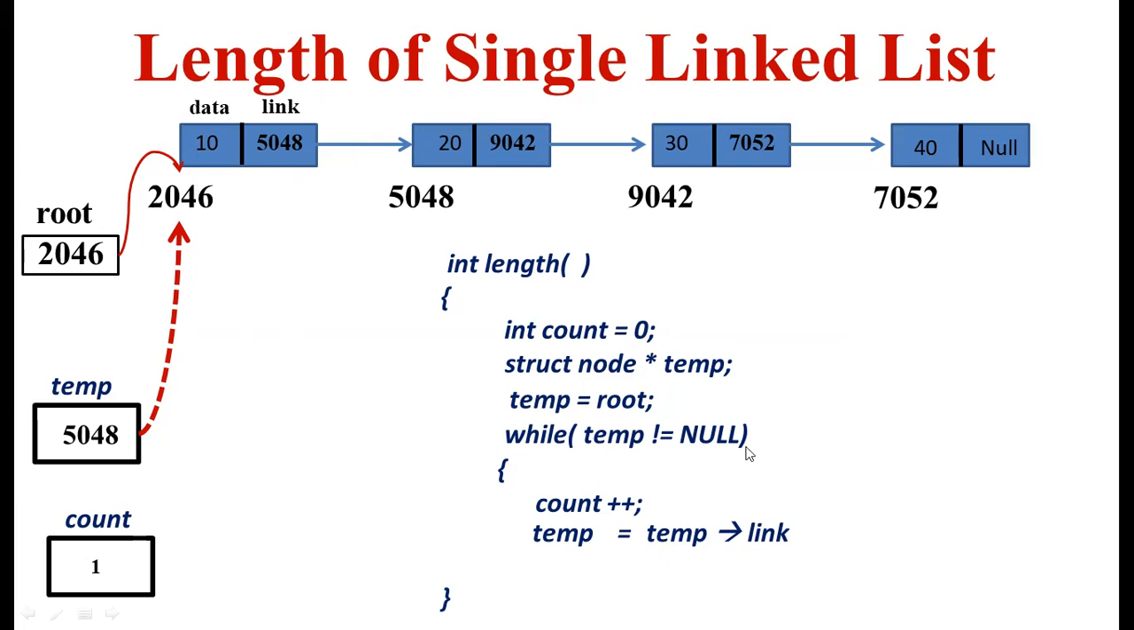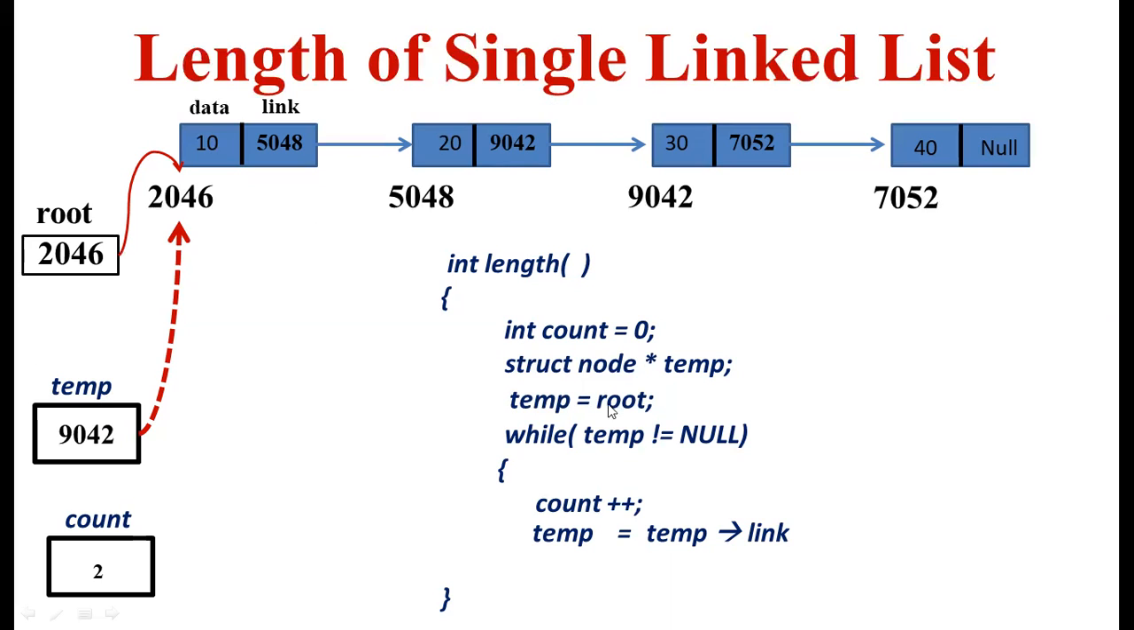5048 is not equal to null. So again we enter here, count plus plus. Now the count value becomes 2. Then again we check the temp to link value. The temp to link value is 9042, so that 9042 we will be storing here.